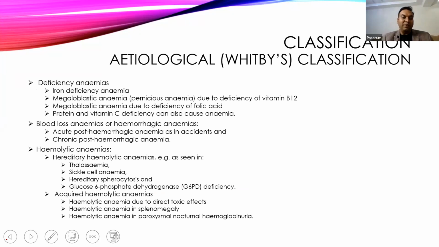Okay, so deficiency anemia, whenever there are any nutritional deficiencies, like iron deficiency anemia, vitamin B12 or folic acid deficiency anemia, or protein or vitamin C deficiency can also cause anemia. So in these conditions, if you replace those particular elements, then anemia will be corrected. Out of this, iron deficiency anemia is one of the commonest types of anemia in India.